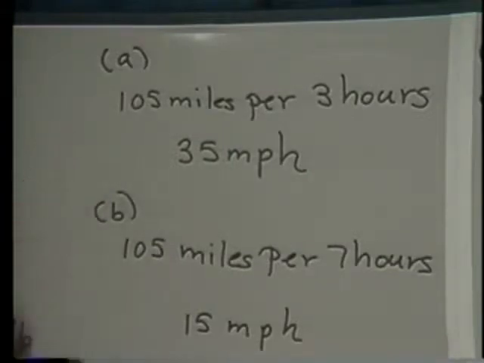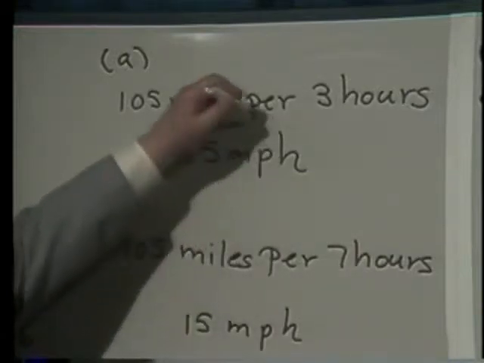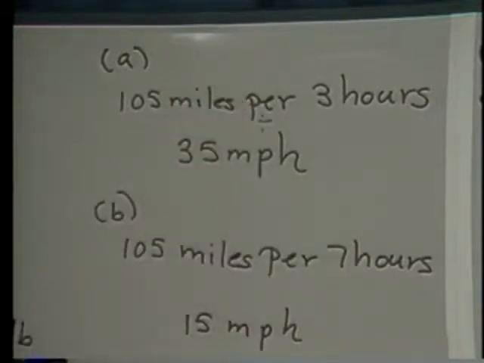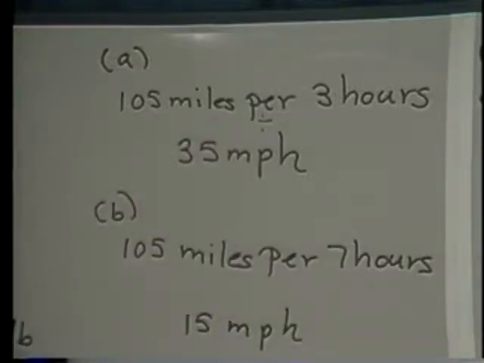The main reason I put them in is to show you that even though the parts are simple, the answer is surprising. The first two answers aren't surprising. You go 105 miles per 3 hours. Per means divided by. That hasn't changed. So 105 divided by 3 is 35. The label is miles per hour. So your average speed is 35 miles per hour.